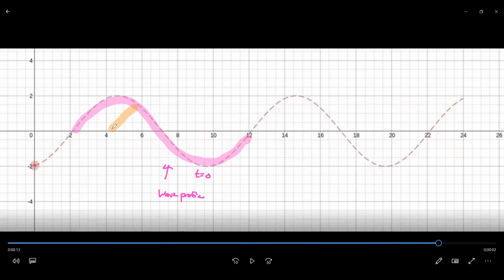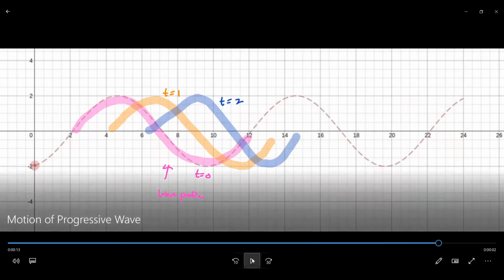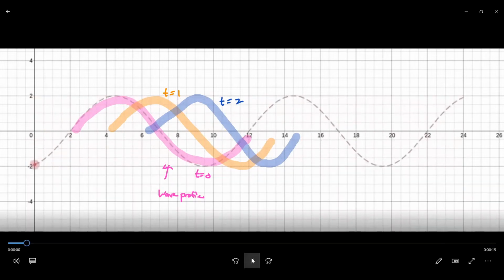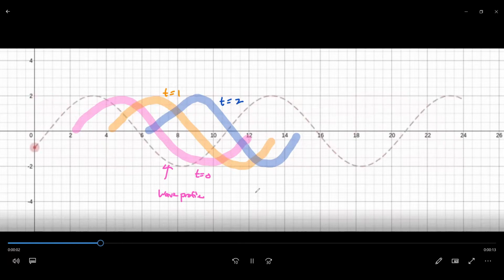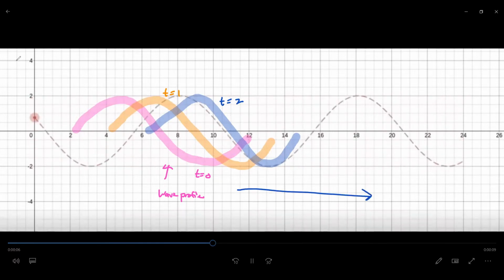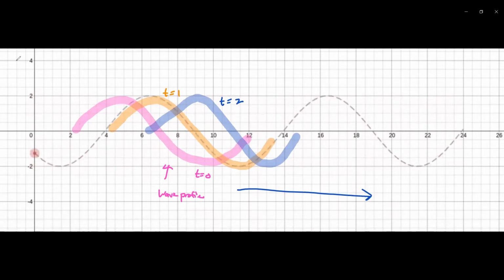At some instant of time, it may look like this. This is where t is equal to 1. And then at another instant of time, it could look like this. This is where t is equal to 2. Right, so let me just show you that and play the video. Okay, so notice that that wave profile is actually moving from one end to another. Because the wave profile is moving from one end to another, it's also transferring energy along with it.